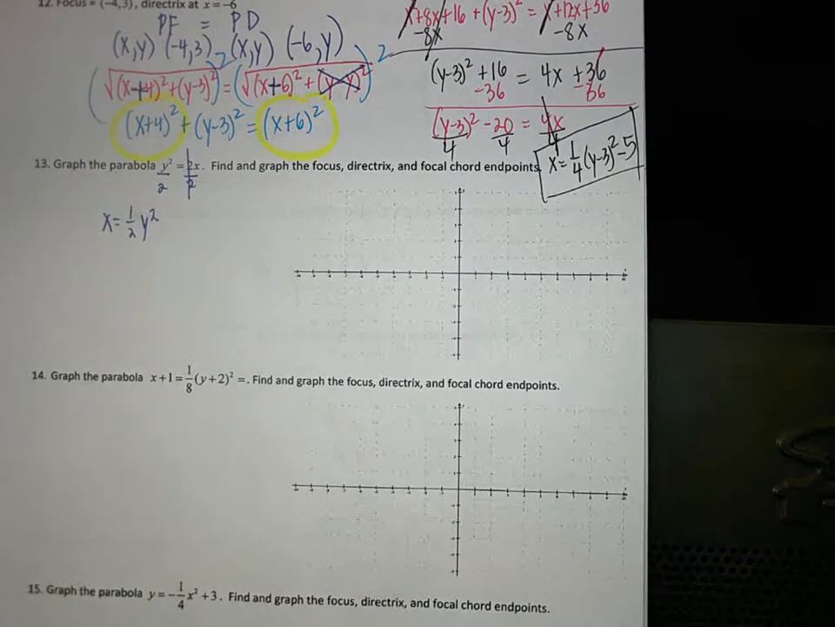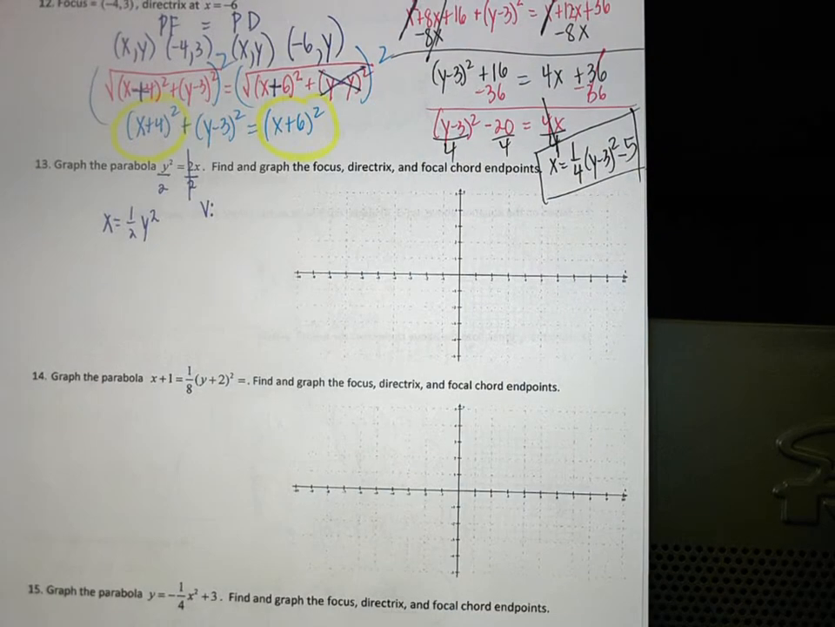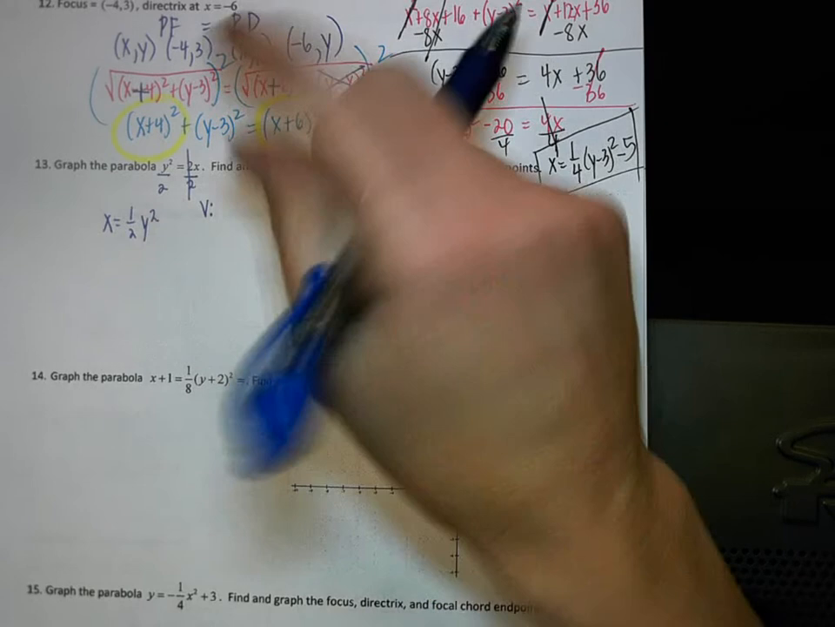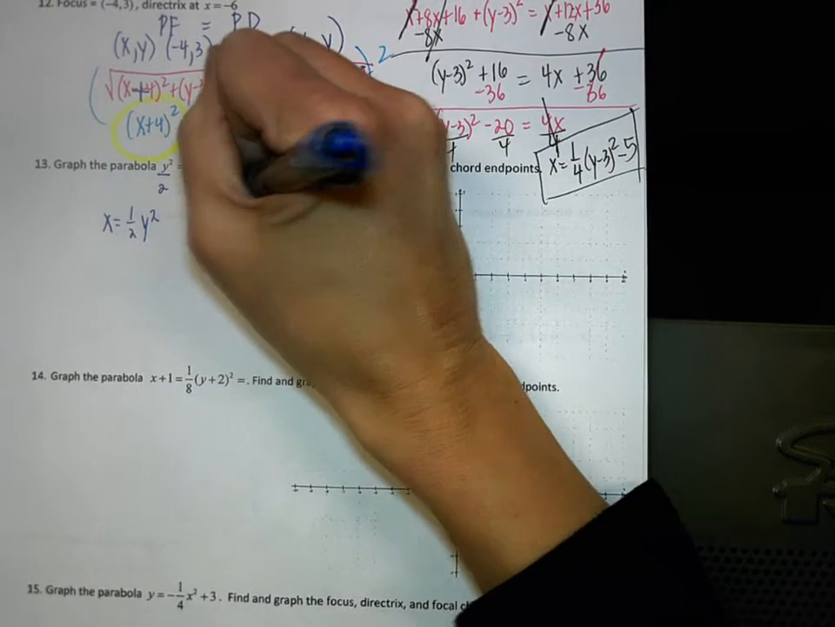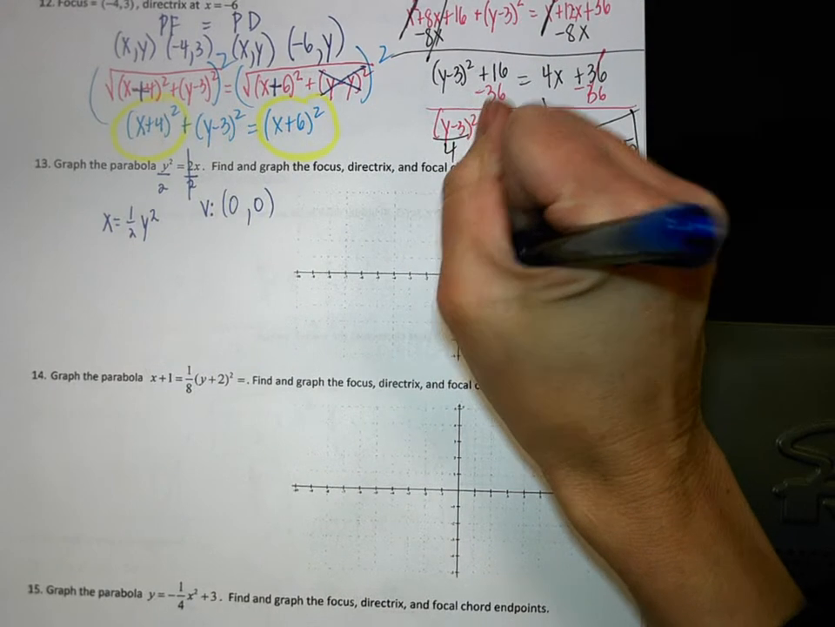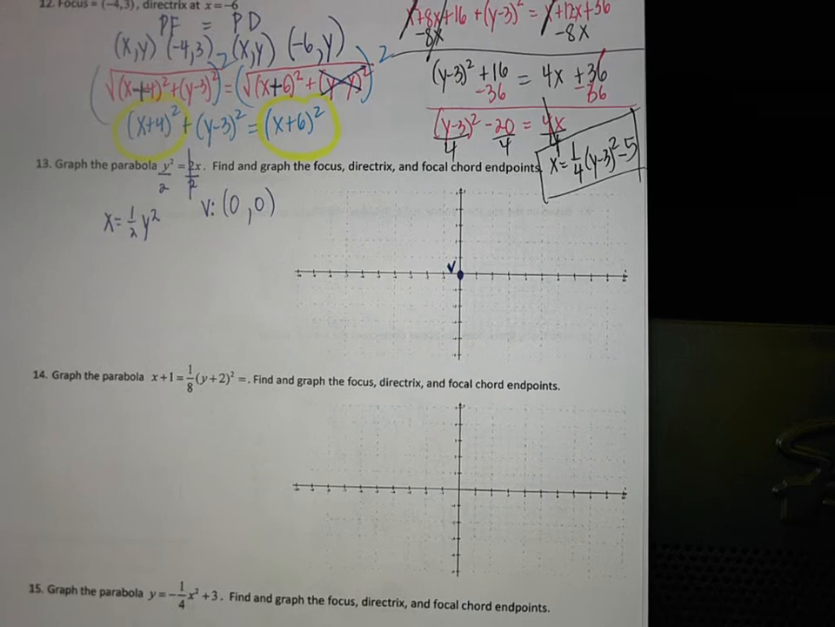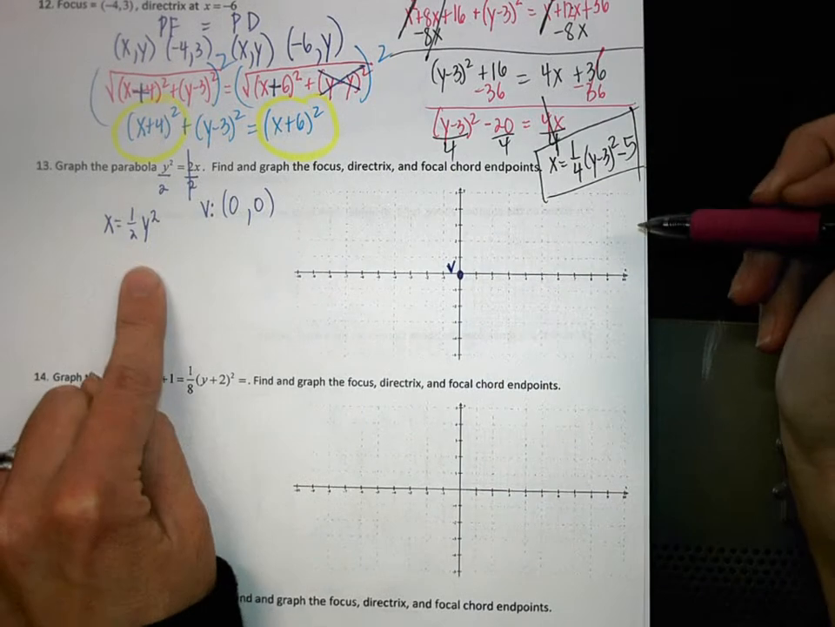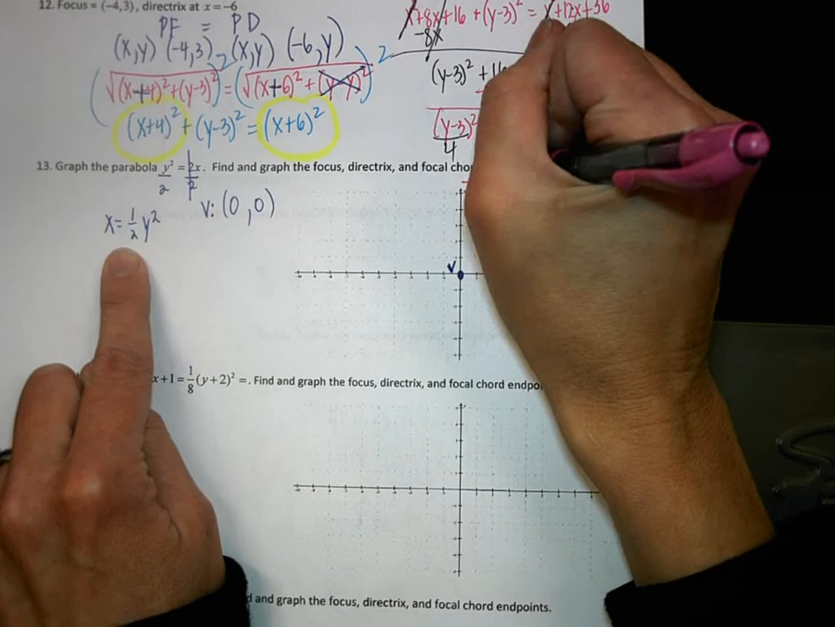Based on this information, we need to first find our vertex in order to graph. Since there's nothing here with the y value, it would be 0, and there's nothing added at the end, so the x value is 0. So the vertex is at (0, 0). Now the direction of this parabola, since it's x equals, we know it's either going to curve left or right, and we specifically know it's going to curve right because this value is positive.